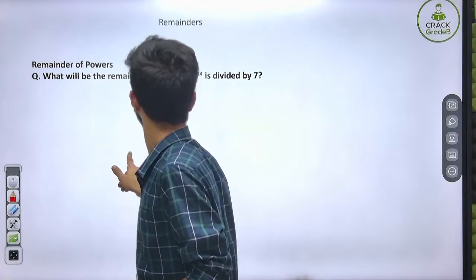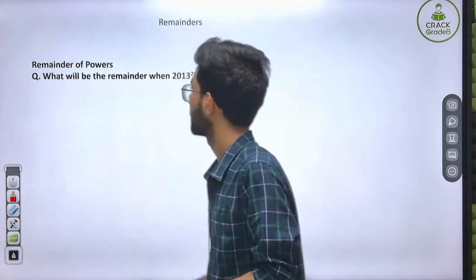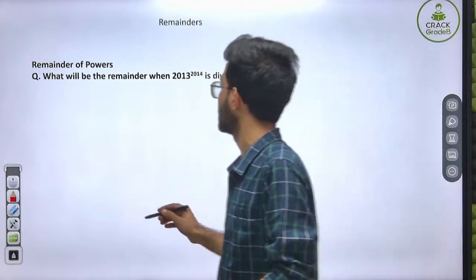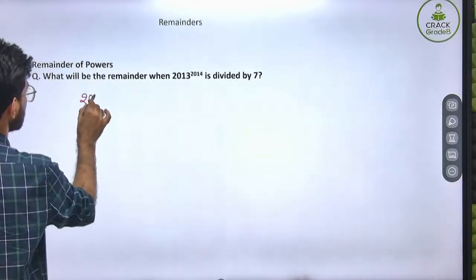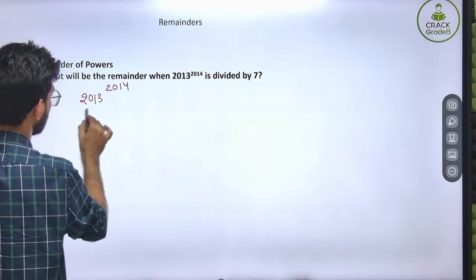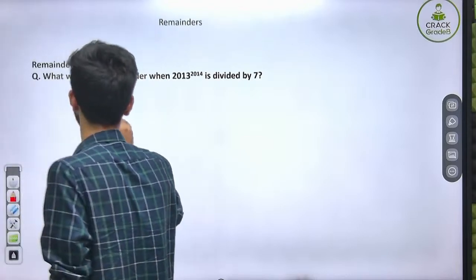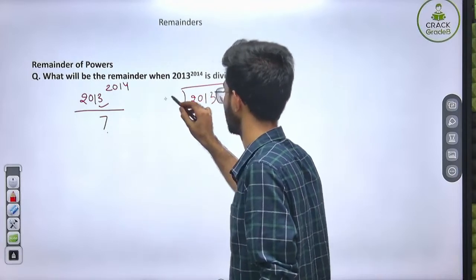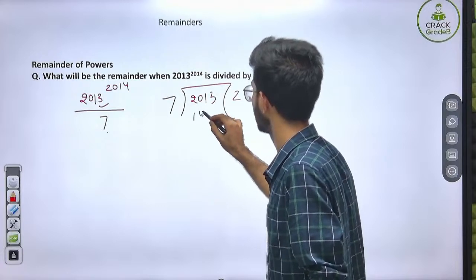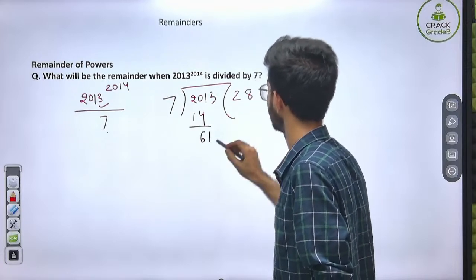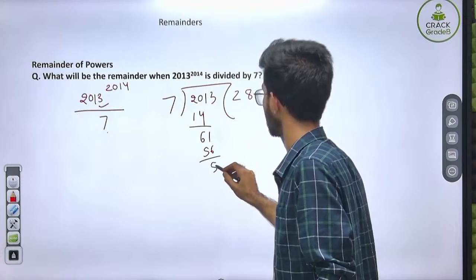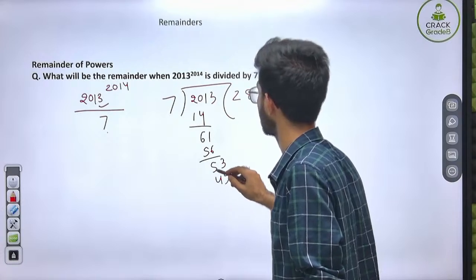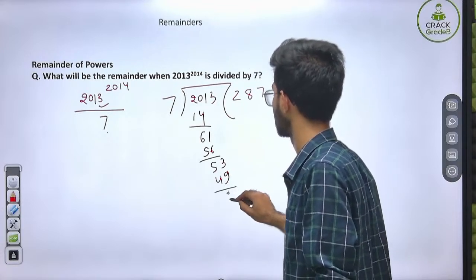Now, let us solve this question. What will be the remainder when 2013 to the power 2014 is divided by 7? You can divide 2013 by 7. So 7 into 2 is 14, then 7 into 8 is 56, then 7 into 7 is 49. So the remainder is 4.